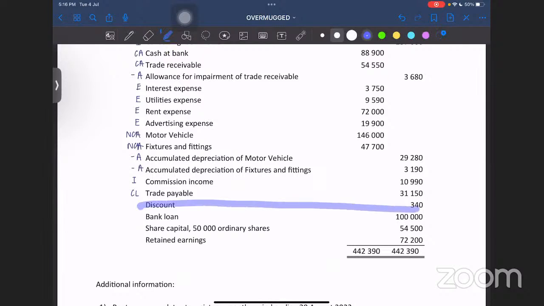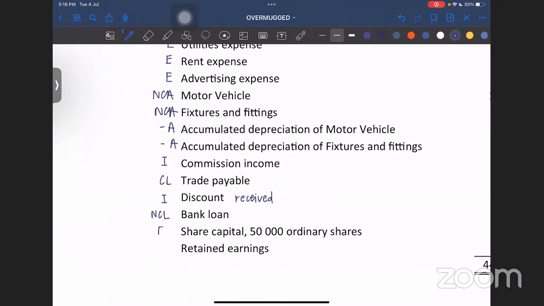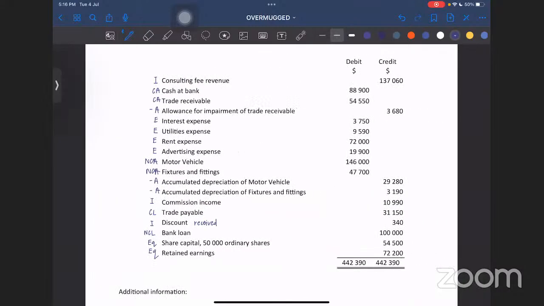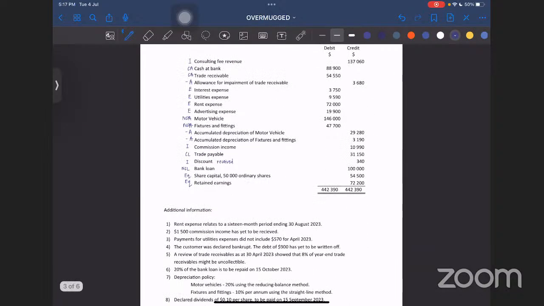Then here, same thing. I just put the word discount. So this discount is at the credit side, which indicates that it is an income. So this will be a discount received. So I can put here, discount received. NCL, then same thing, these two I will just put as EQ. They are equities. Right. Okay, so with this, we can begin with our adjustment.